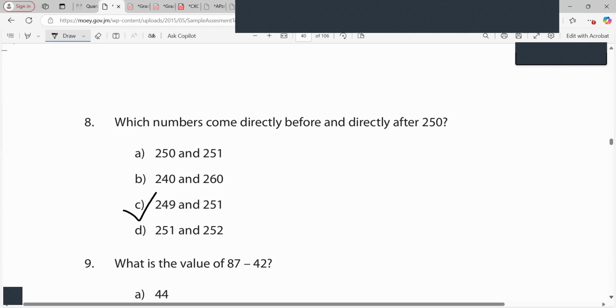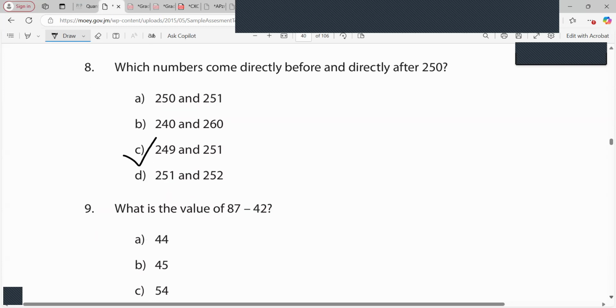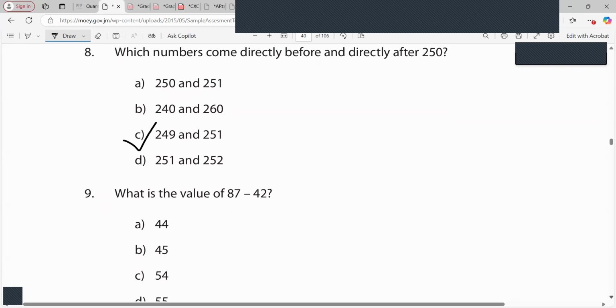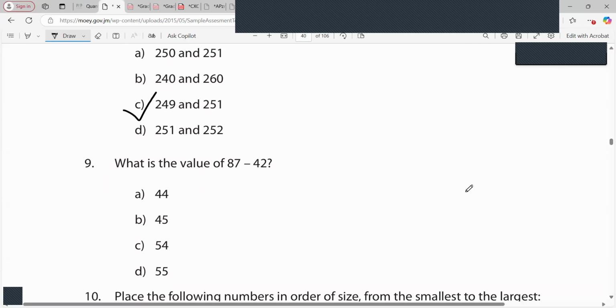Number 9 says, what is the value of 87 minus 42? So let's set it up, guys. Everybody is encouraged to try before we do the solution. Pretty straightforward. 2 from 7 leaves 5 and 4 from 8 leaves 4. So that would have been 45.